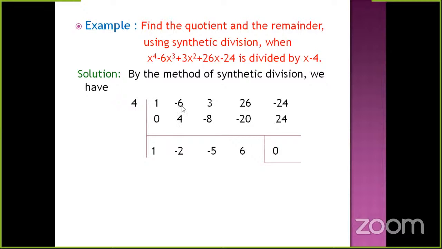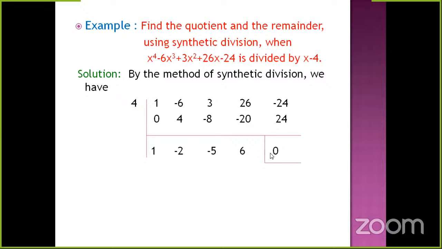Now again add these two terms, that is minus 6 plus 4, which is minus 2. Now multiply this. 4 into minus 2, that is minus 8, is written here. Now again add these two terms, 3 minus 8, that is minus 5. So again multiplying this, 4 into minus 5, I will get minus 20. Once again add 26 minus 20. I will get 6. So 4 into 6, 24. So minus 24 plus 24, I will get 0.